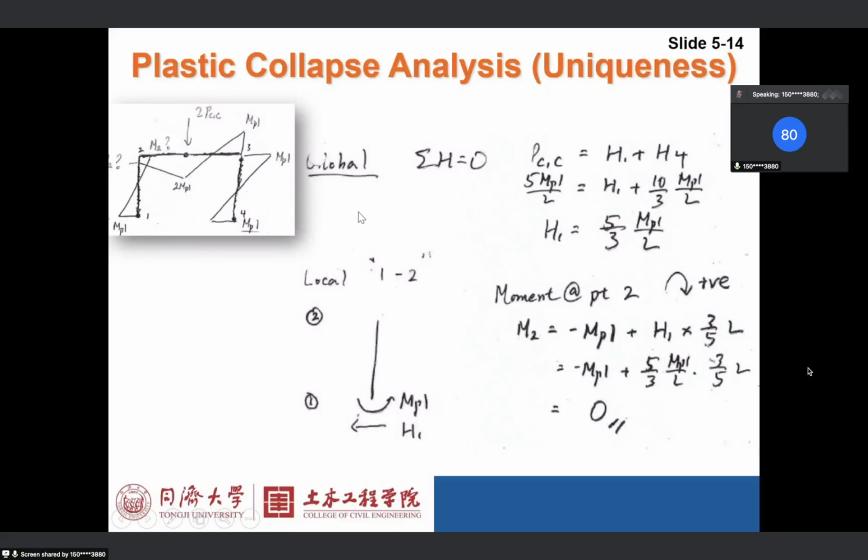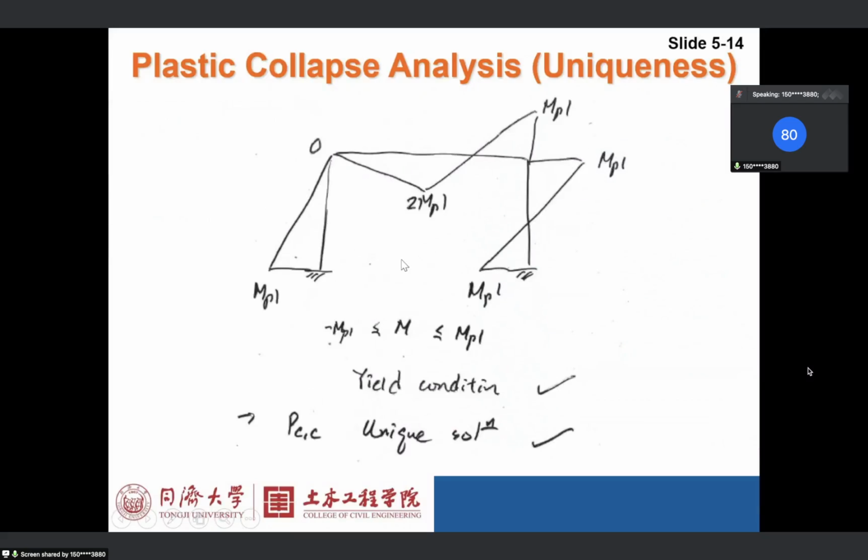M2 is 0. So can you draw the bending moment diagram like this? It's 0. So check the yield condition. Is the yield condition satisfied?